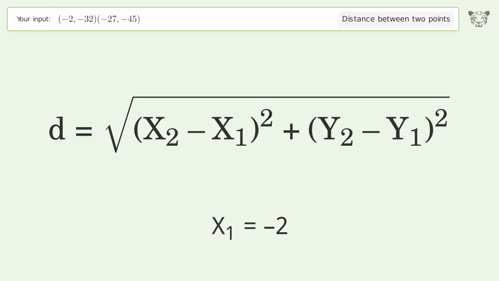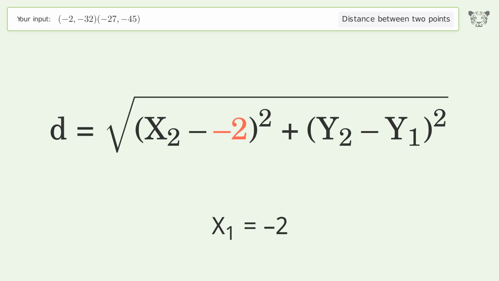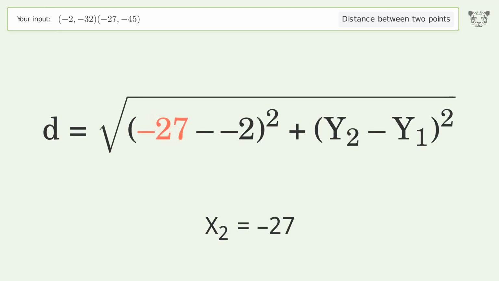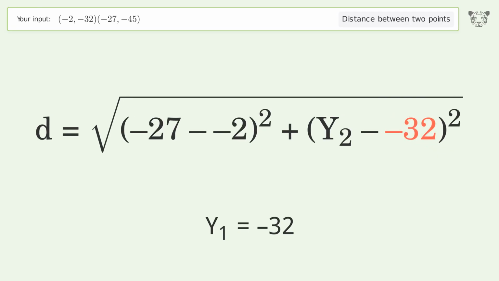x1 equals -2. x2 equals -27. y1 equals -32. y2 equals -45.